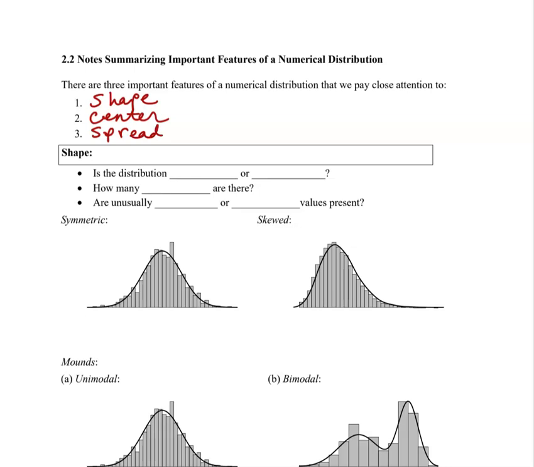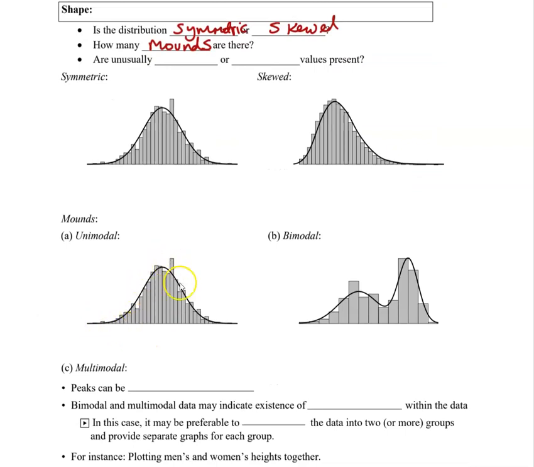Let's start with shape. For shape, there's really 2 options we're going to go with here. We're going to say, is the data either symmetric or roughly symmetric? It's not ever going to be perfectly symmetric, but roughly symmetric. Or is it skewed, either left or right? We may also talk about how many mounds there are, which is kind of a funny word, but that's literally what I mean, like in this picture down here, are the mounds.